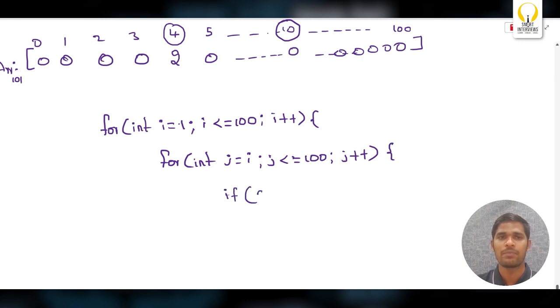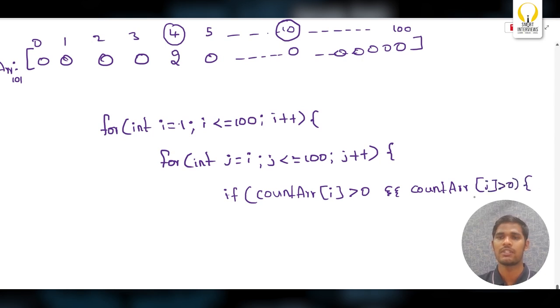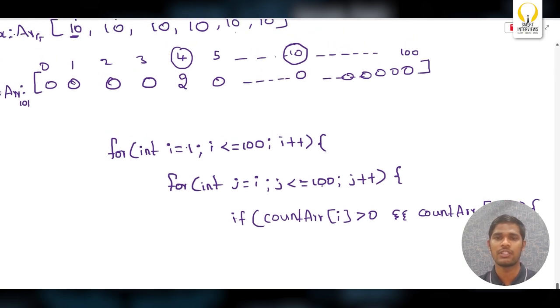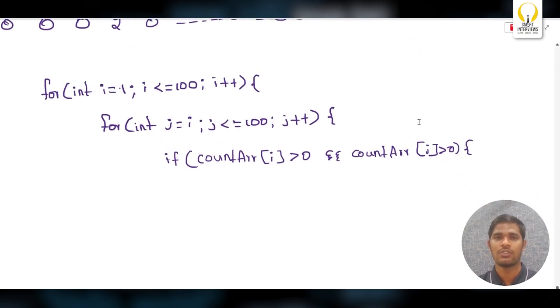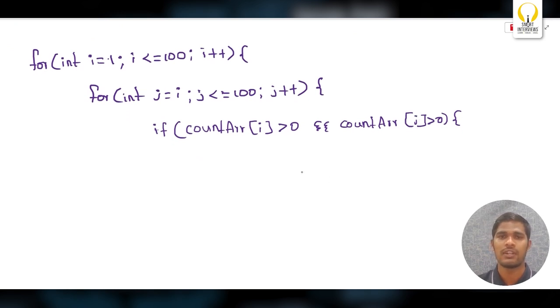If count array of i is greater than 0 and count array of j is greater than 0. That means these elements are present in the array. We will make sure that i and j are present in the array. If they are present in the array, then the frequency will be greater than 0. So moving forward, once they are present in the array, we have to check the valid condition.